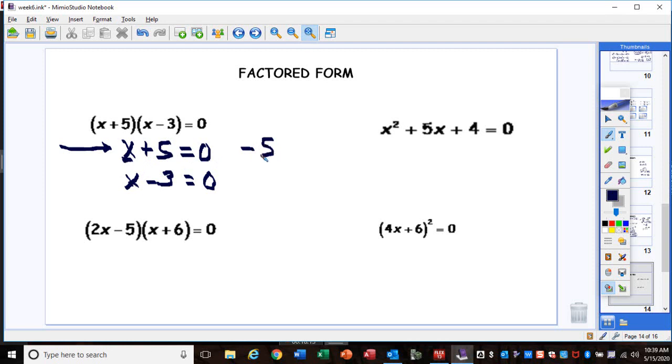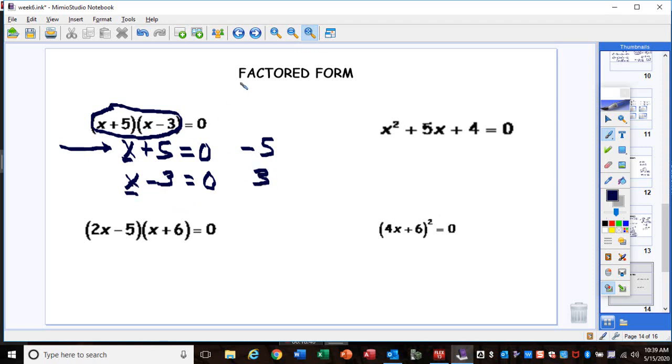Now, -5 is your first solution. Remember, these are not solutions. These help you get solutions. See, we factored this in Unit 7 to help us. Now we can factor it, and then we can solve. The whole idea is to solve. What number minus 3 gives you 0? And that answer is 3. These are your 2 answers.